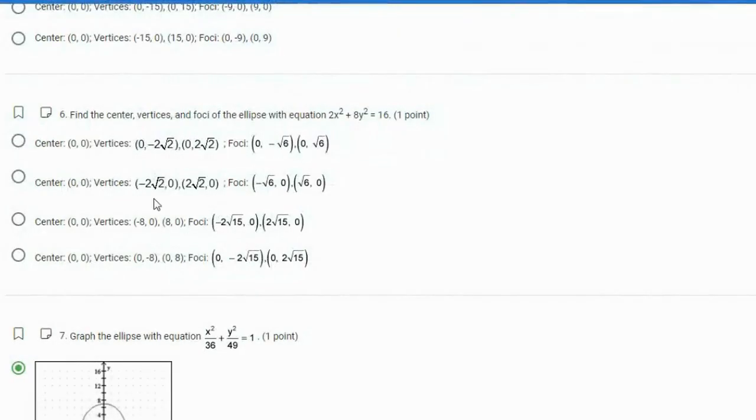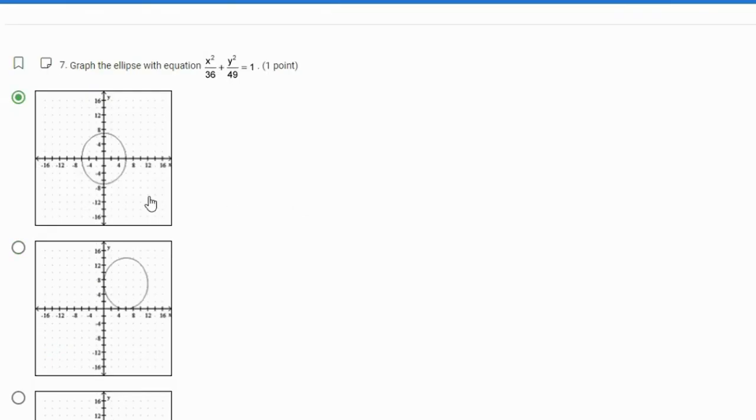Let's see. The vertices are at negative, this one. Oh, that's got to be it, because there's not another one that has negative 2 square roots of 2, 0, and 2 square roots of 2, 0. These have vertices at negative 8 and 8, and 0, negative 8, and that is the negative square root of 6 and 0. So that's good. All right, we already did the graph.